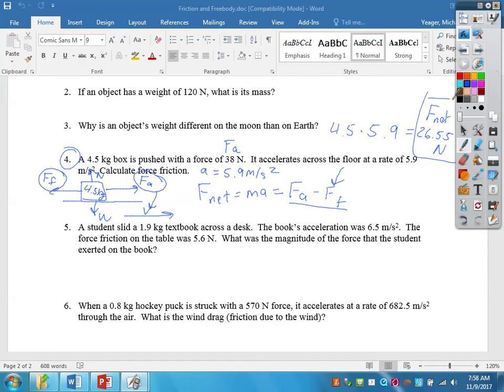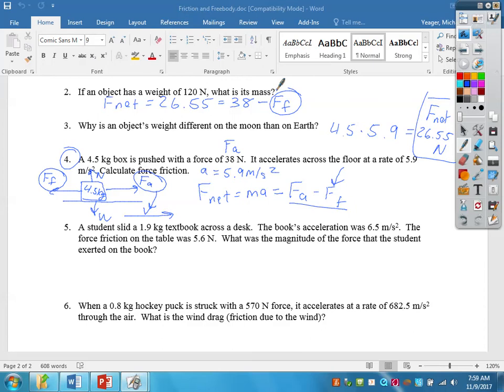Mass times acceleration is net force. Well, that then will equal the Fa minus the Ff. So, I'm going to write it up here, we don't have a lot of space. F net equals 26.55, which will equal Fa. What's my applied force? 38 minus Ff. Solve for Ff.